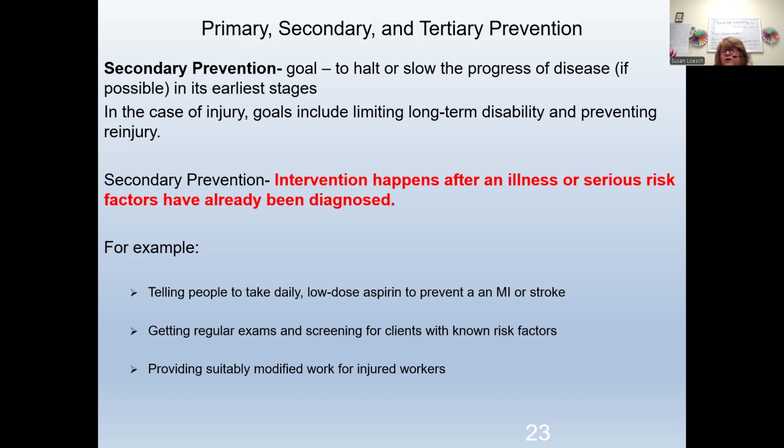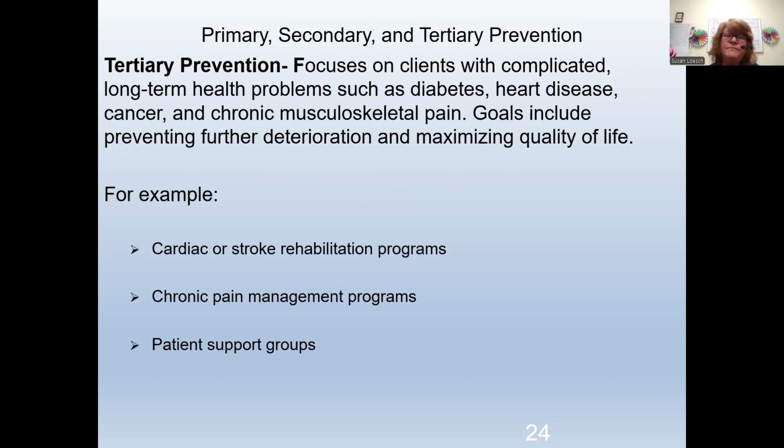So secondary prevention covers things like taking aspirin every day to prevent a second MI or a stroke, getting exams and screening for clients with known risk factors, and that suitably modified work for injured workers. And then tertiary is for complicated long-term health problems like diabetes, heart disease, cancer, chronic muscle pain, etc.